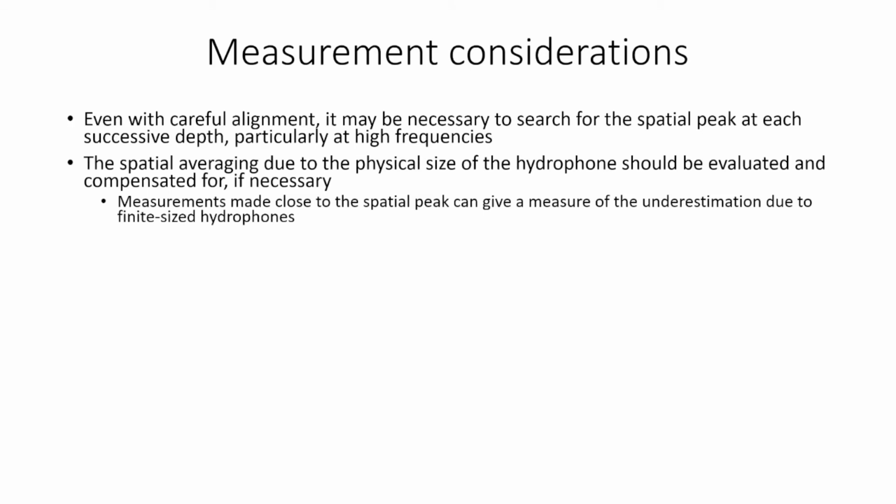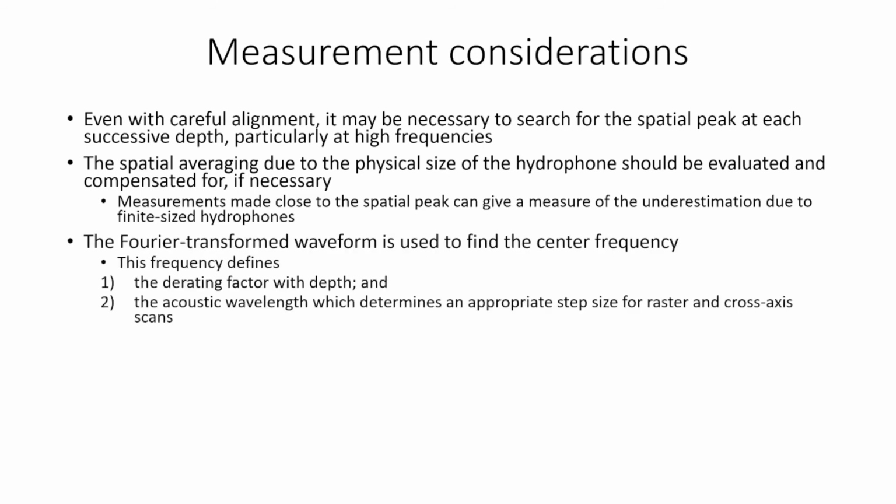To compensate for this effect, measurements are made close to the spatial peak, so shifted slightly away from the spatial peak in both orthogonal directions. And this can give us an idea of the underestimation due to the finite size of the hydrophone. And you can apply a correction, so you can basically apply a scaling factor to compensate for this underestimation that your spatial averaging has resulted in.